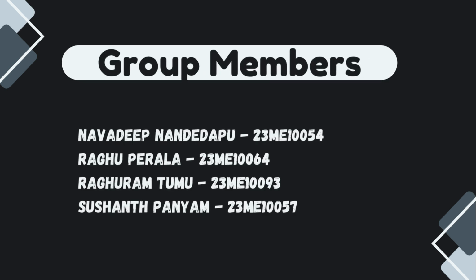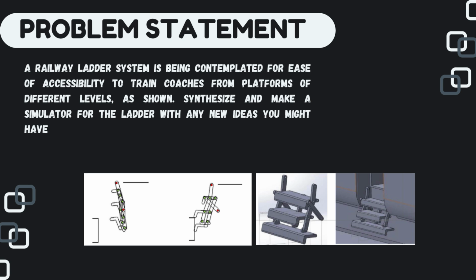This project was done by the following group members. Our problem statement is to design and simulate a railway ladder system. This system is intended to provide easy and safe accessibility to train coaches from platforms of varying heights and levels. The goal is to synthesize a functional mechanism and create a simulator.